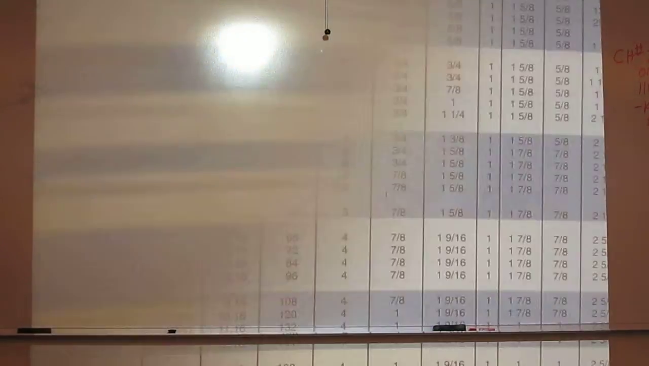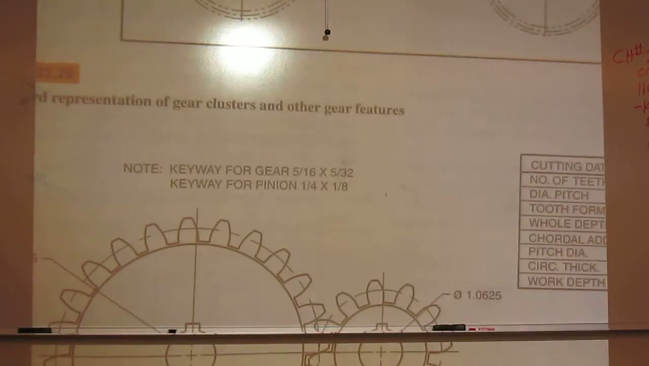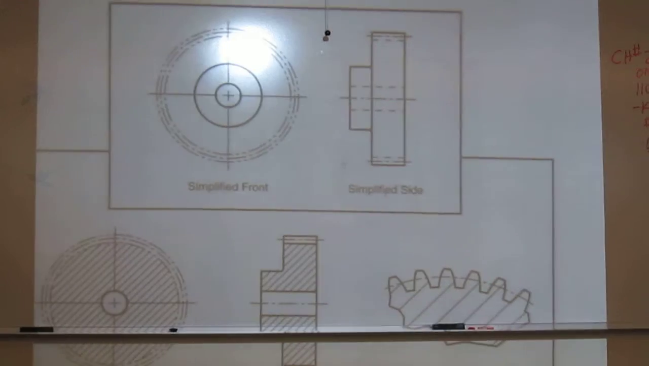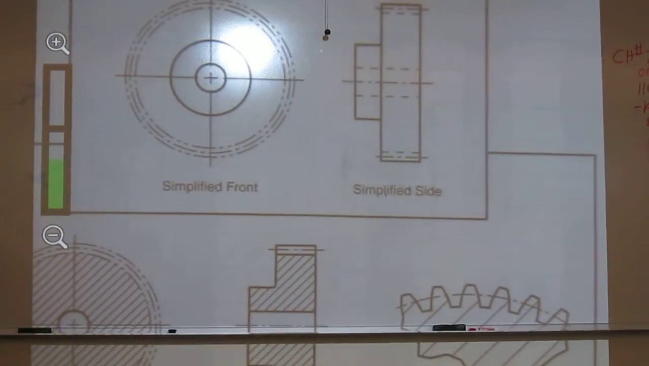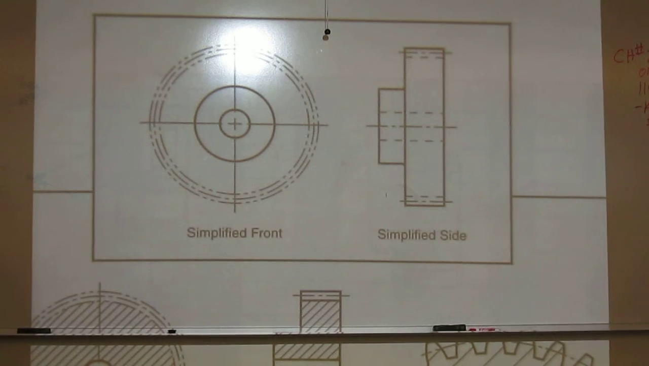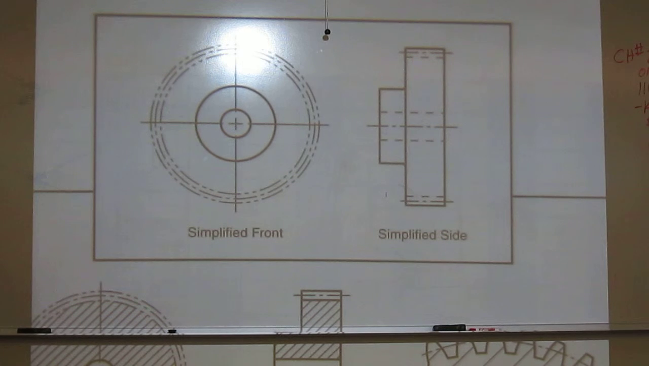Let's see, I want to go to the simplified version and show you the difference. We have another way of displaying gears. This is on page 1116. This is the ANSI standard. The simplified method. Now you have 3 lines on there around the outside of the gear. 2 are phantoms, 1 is a center line.